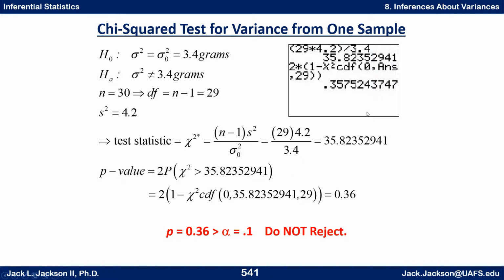So anyway, this is what I did on the calculator, which you can see up here in the screenshot, and we get about 0.36. That's our p-value. That's a huge p-value, so definitely larger than our alpha, which was 0.1. So there is not enough evidence to reject the null hypothesis. We don't have enough evidence to say that they were incorrect when they made their claim.